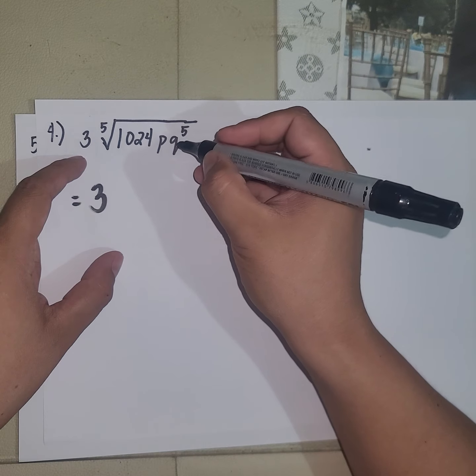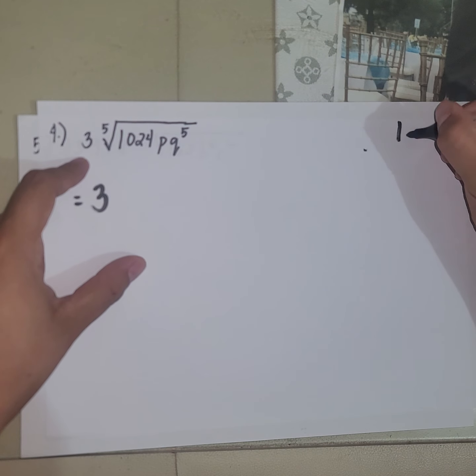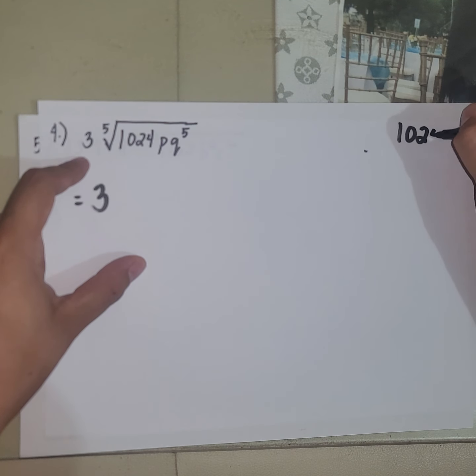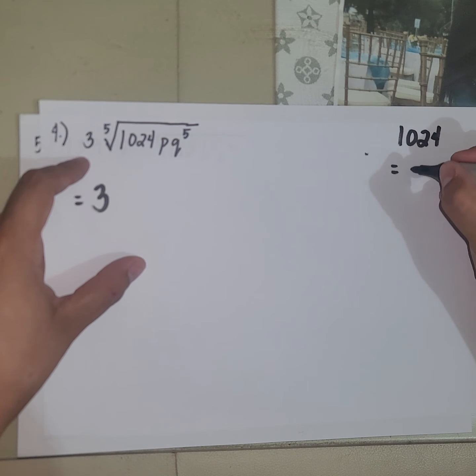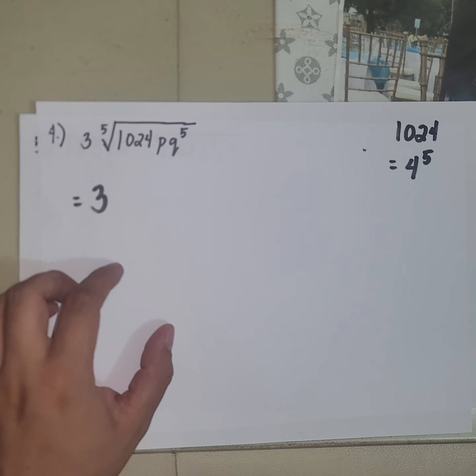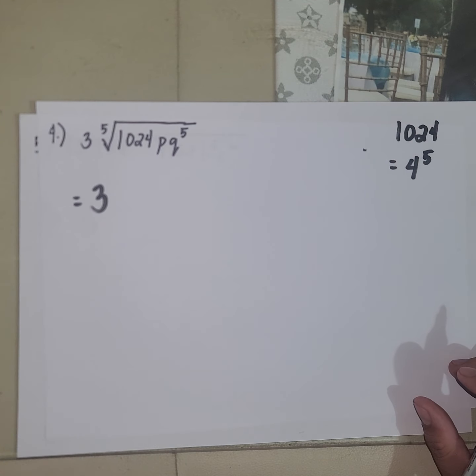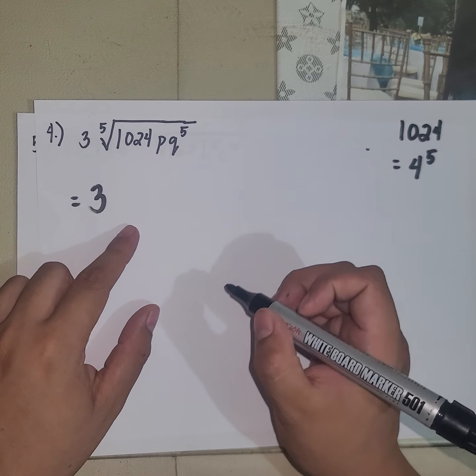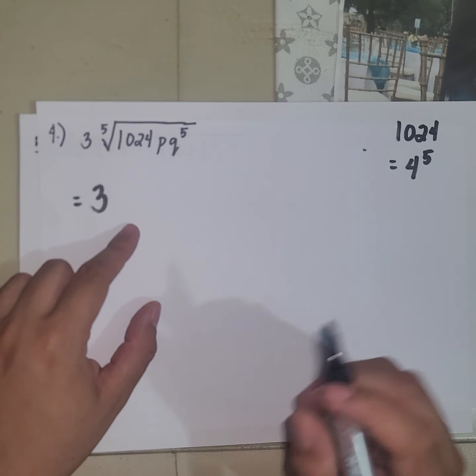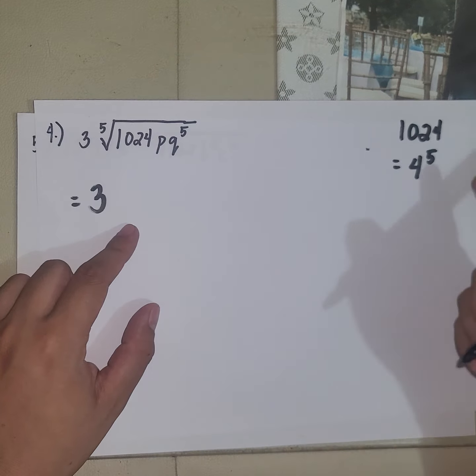And then next, tandaan na, the 1024, that is equivalent to 4 raised to 5. Check nyo pa sa calculator niya. 1024, that is equal to 4 raised to 5. So, palitan natin 1024 ng 4 raised to 5. So, fifth root of 1024, that is 4 raised to 5.